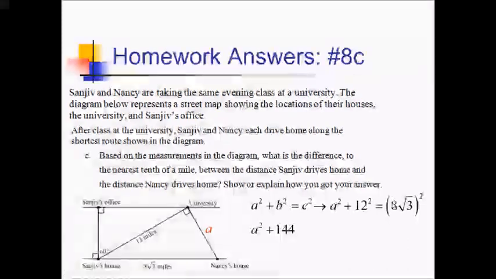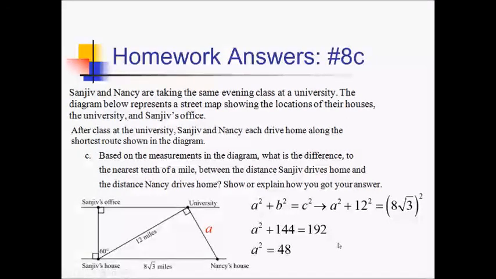So 8 squared is 64. Radical 3 squared is 3. 64 times 3, that's going to be 192. So careful with that one. And then if I subtract 144 from that, that's going to be 48 left over for A squared. So that means that A is going to be the square root of 48, which is, well, I don't actually care because I'm about to plug it in the calculator anyway. I'm not even going to bother simplifying the radical.